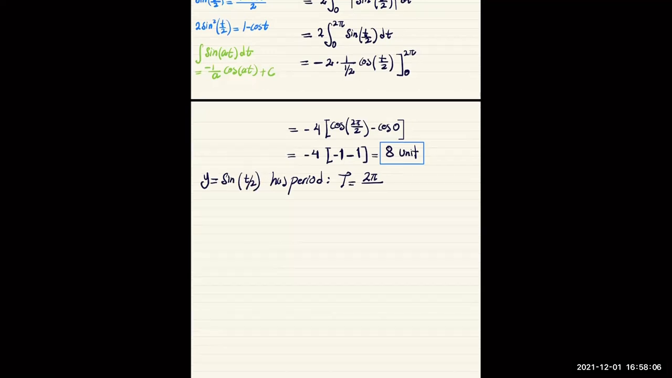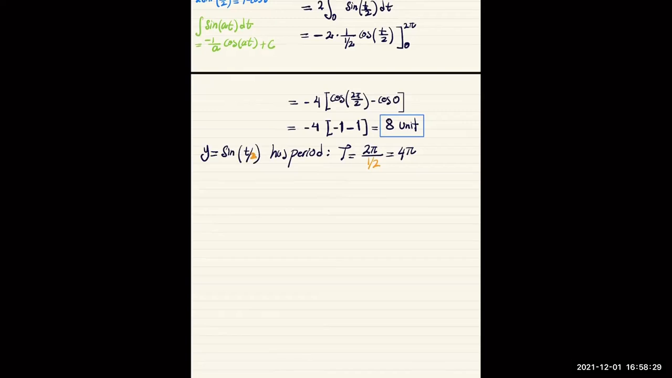Over here, let me write that in a different color. So do 2 pi divided by 1/2, and that gives you 4 pi. So 4 pi is the duration of one cycle of this sine function, sine of t over 2. If you graph sine of t over 2, one cycle is going to be from 0 to 4 pi. The key points are pi, 2 pi, 3 pi, 4 pi, and this is what the sine function would look like.